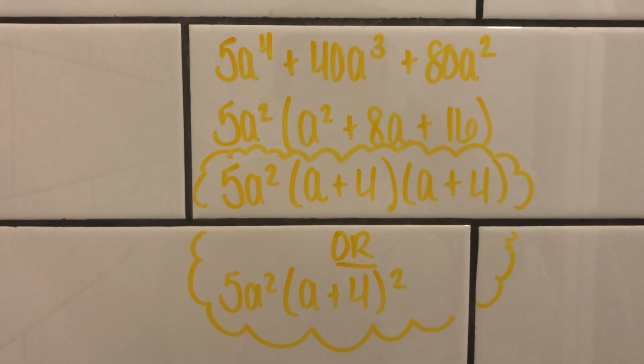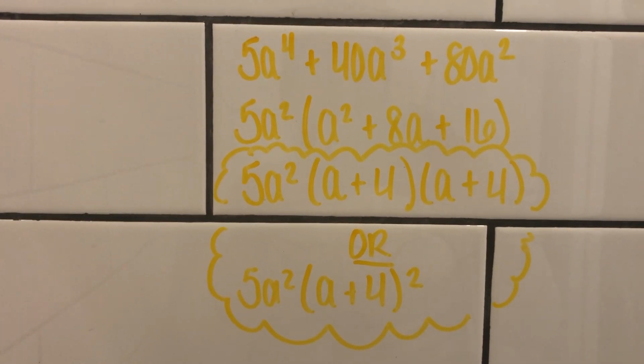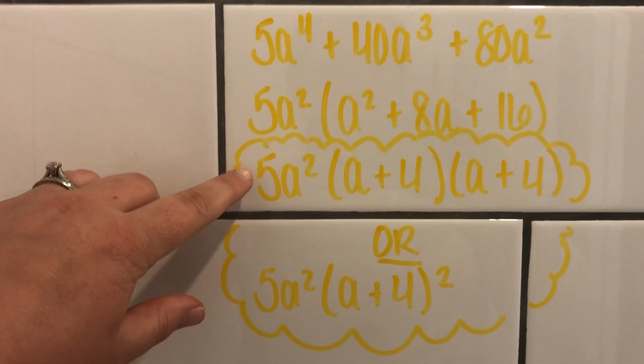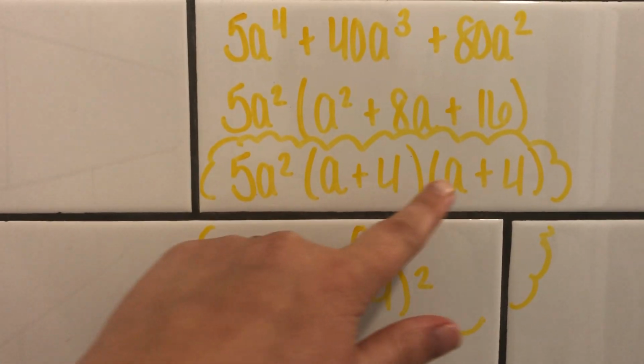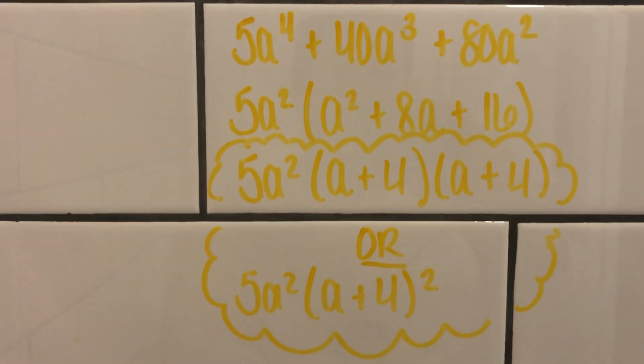You're going to pause it. If you did not get what I got, then I want you to try to find your mistake. If you don't see it, please reach out. For this one, I just want to point out quickly that you can either write out your answer like this, but I have the same binomial, so I can just write it as a squared term as well. Those mean the same thing.